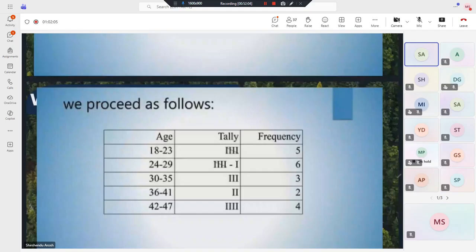We'll talk later in this class, in a later class. So this is basically the frequency table for grouped data. Initially I showed you the ungrouped data. This is grouped data. Now the next thing you can see is something called the stem and leaf.